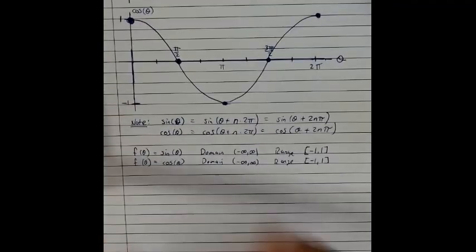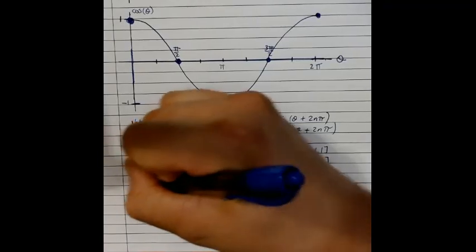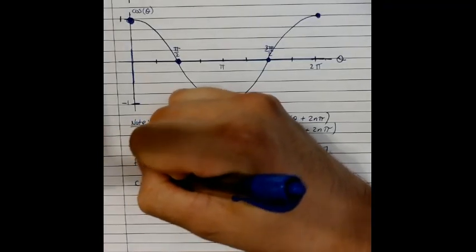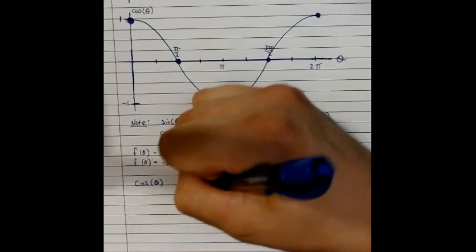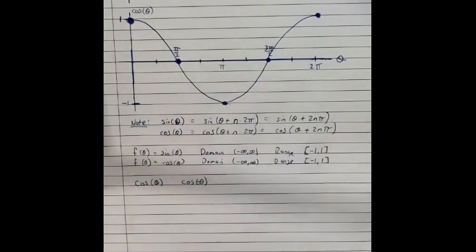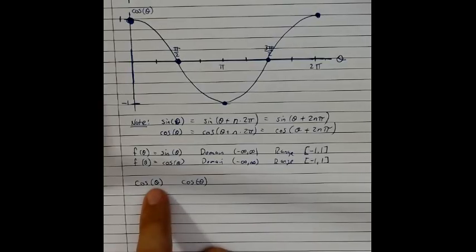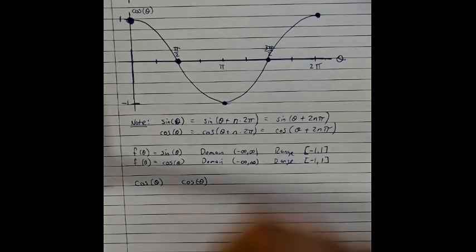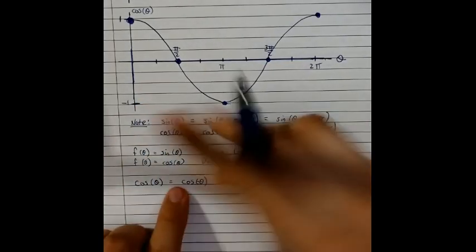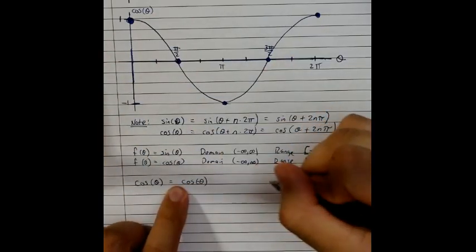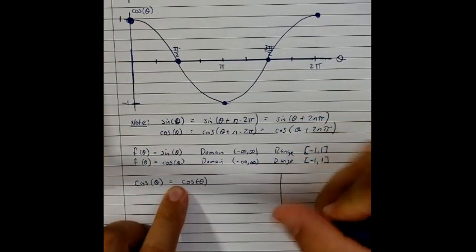Another thing to note is that if I have the cosine of a value theta, and I have the cosine of a value negative theta, so for example, pi over 3 and negative pi over 3, or pi over 2 and negative pi over 2, if these are the same number but with an opposite sign, these are going to be equal to each other. You can tell that by looking at this graph. It might be a little easier if we zoom out just a bit.